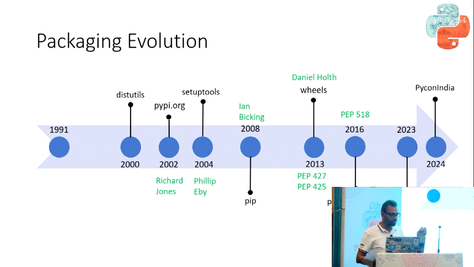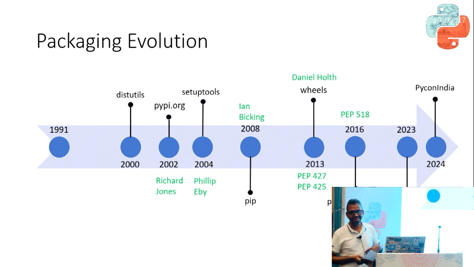So now we have the repository and some tools to publish the packages. Then it came to how to make it easy for people to install these things. pip came in 2008, by Ian Bicking. And then there is a format. I don't know whether before wheels there was another format. Anybody know which is the other format?